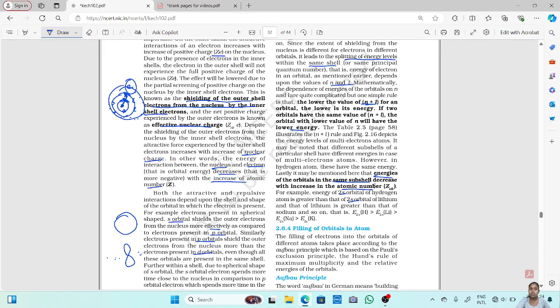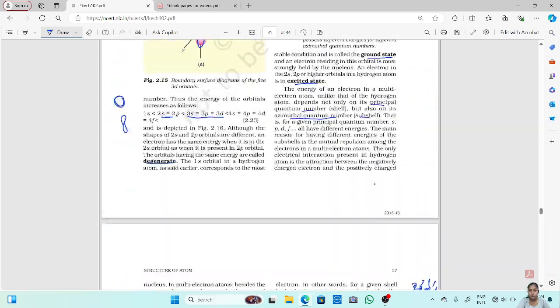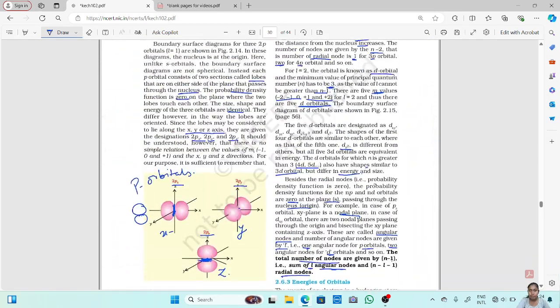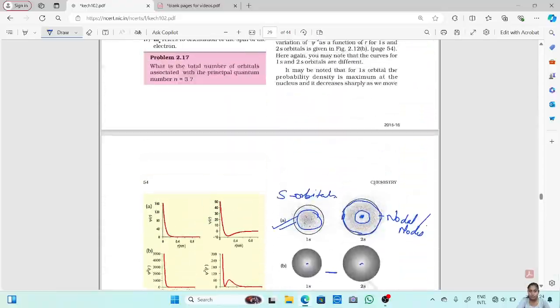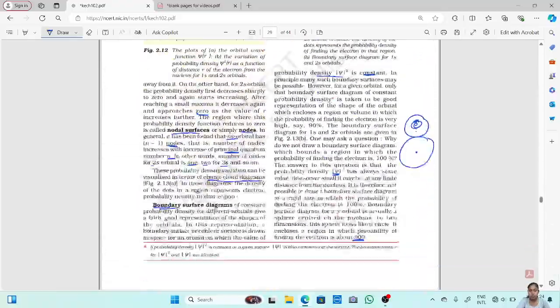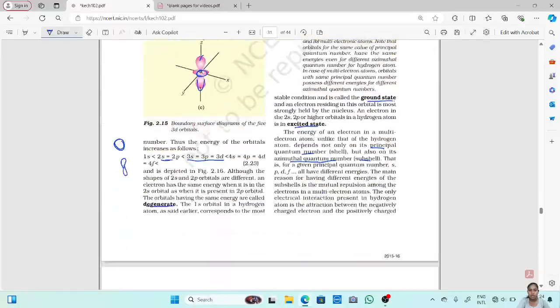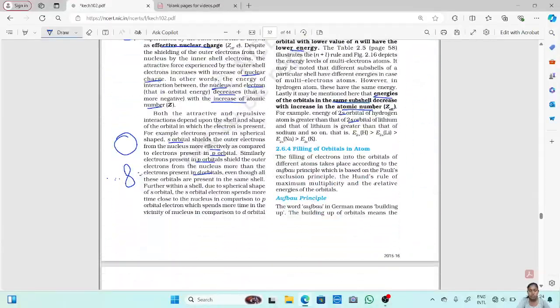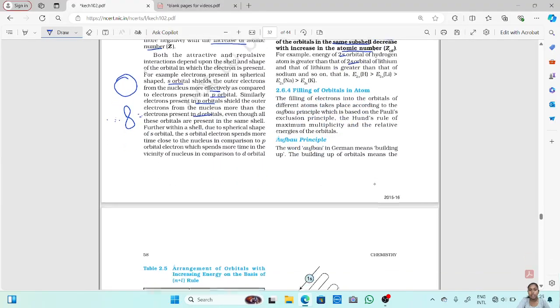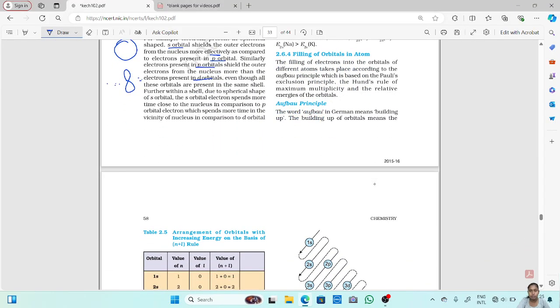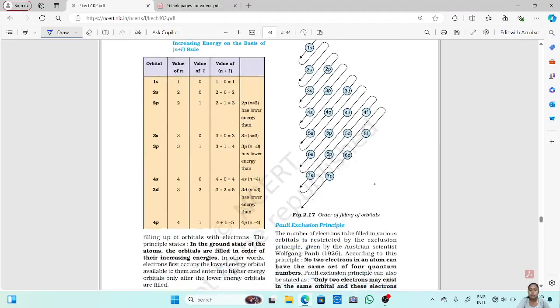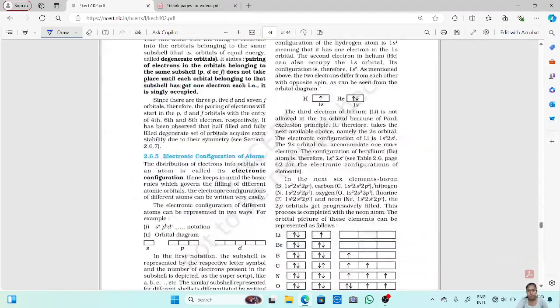So today we have seen the shape of the orbitals, different orbitals, that is s, p, and d, the shape of atomic orbitals and how they are arranged, and what their effect is on the electrons and nucleus. So in our next video, we'll see the filling of these orbitals and some principles regarding that.